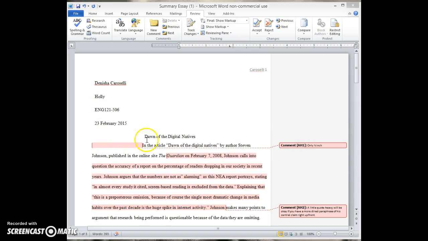One thing I would suggest is that you come up with a title that's different than the title of the original article, because this isn't Dawn of the Digital Natives. This isn't the article by Stephen Johnson. This is your summary of Dawn of the Digital Natives. So you could change your title just to that, or you could just title it Summary, or you could do Summary of Johnson, or something, just as long as it's slightly different than the title of the original.